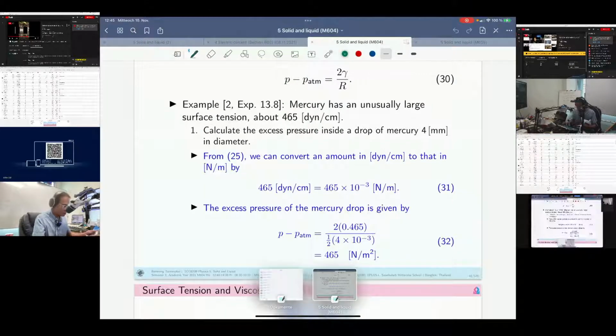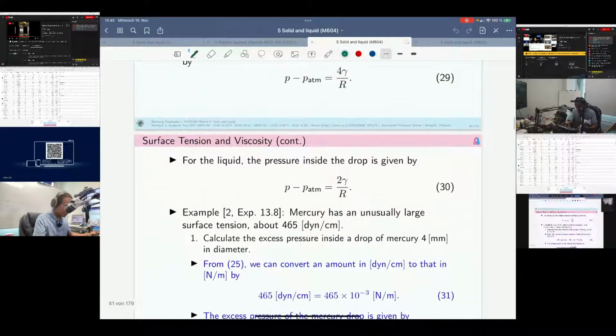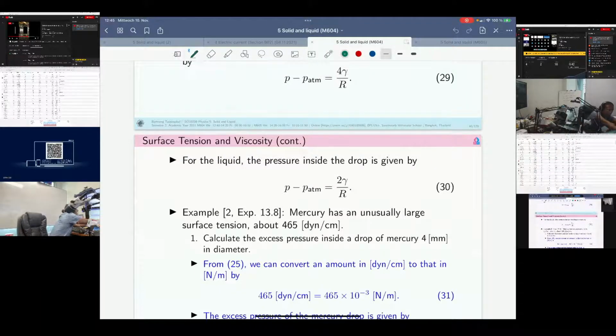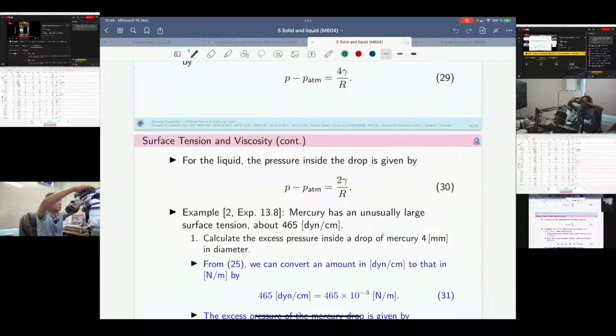we will consider the pressure difference and we calculate, we are gonna see what's going on in the relation between the pressure difference and the surface tension.